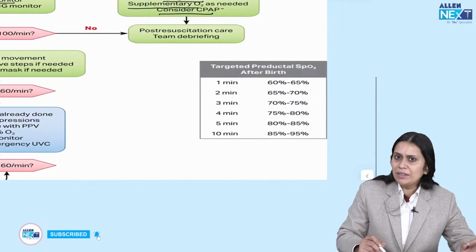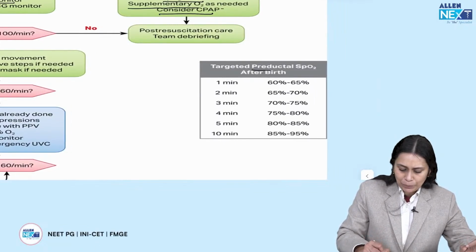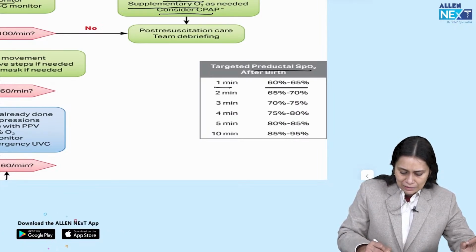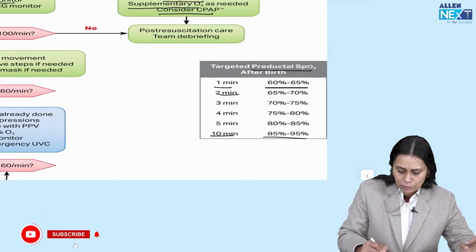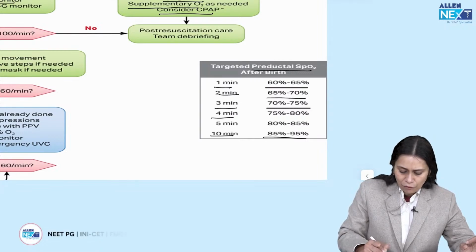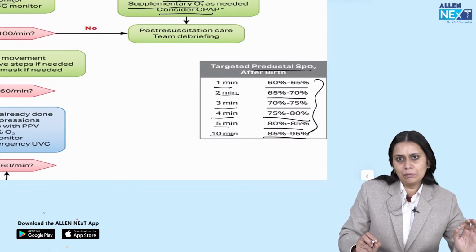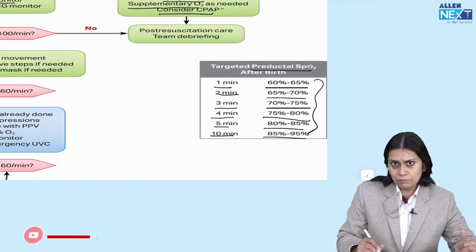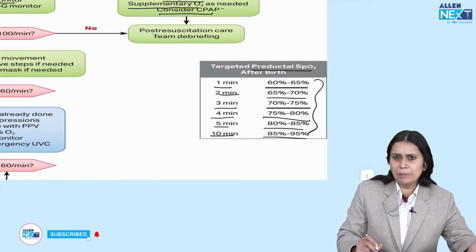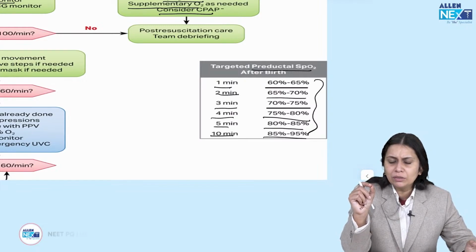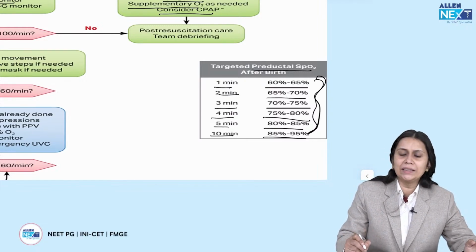At 1 minute of birth, the preductal SpO2 should be 60 to 65%, at 2 minutes 65 to 70%, at 3 minutes 70 to 75%, at 4 minutes 75 to 80%, at 5 minutes 80 to 85%, and at 10 minutes it should be 85 to 95%. If it is not in this normal parameter according to the chart provided, then we add supplemental oxygen, and only that much oxygen which will give this target saturation.